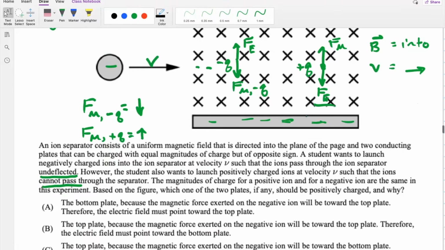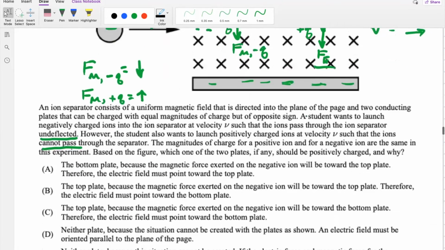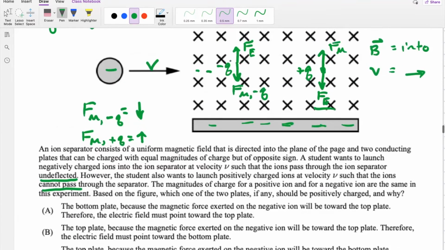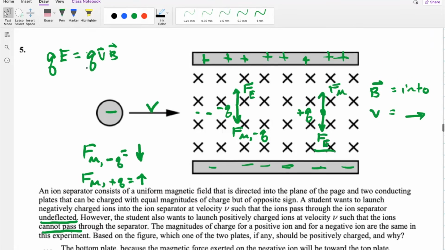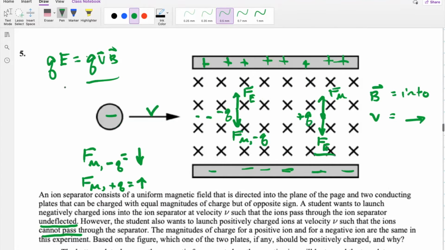So this brings up an issue. At the end of the day, we will end up balancing these electric forces on the negative charge, but the same thing's going to happen on the positive charge, because again, the magnitude of these forces is determined by these relationships. And at the end of the day, actually, the charge doesn't even matter.